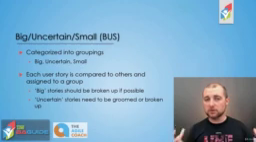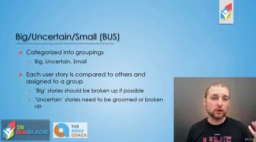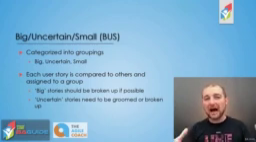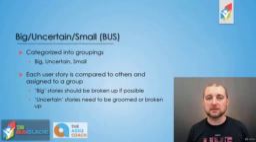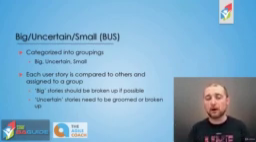The big, uncertain, small estimation technique has three buckets. You have a bucket for big user stories, you have a bucket for uncertain user stories, and you have a bucket for small user stories. All of the features, all of the items that are being estimated get placed into one of those three buckets. Ideally, you want as many features in the small bucket as possible. Those features are small and bite-sized and can be done in a relatively short amount of time.